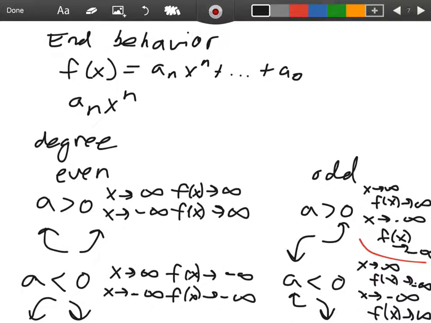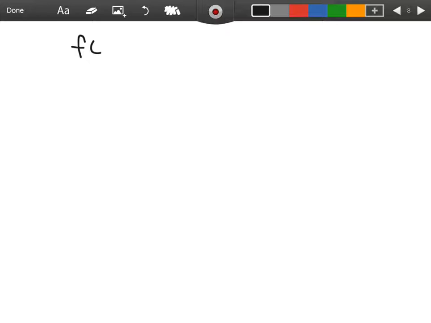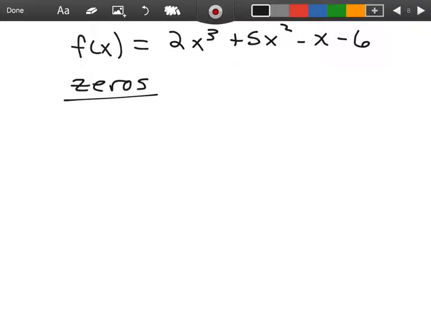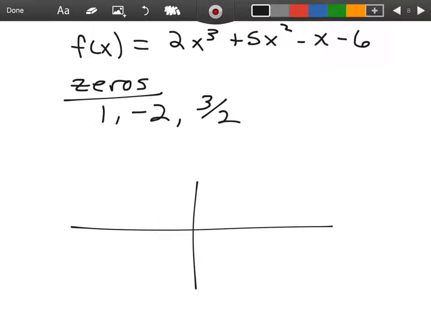So let's do a rough sketch of this guy. Let's say I have f of x equals 2x to the third plus 5x squared minus x minus 6. If you go through the whole process like I just did, we can find the zeros, and the zeros are 1, negative 2, and 3/2. Okay? So we're going to mark those. Here's negative 2, here's 1, and here's 3/2.